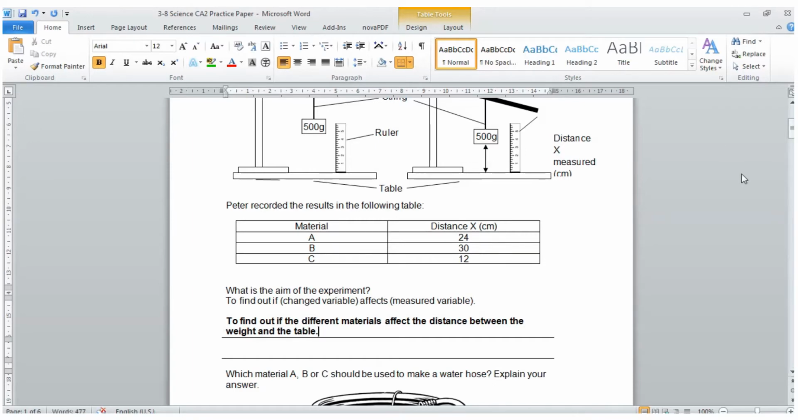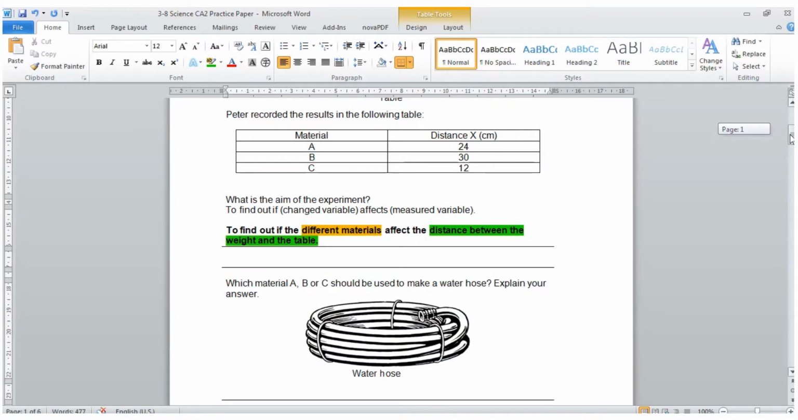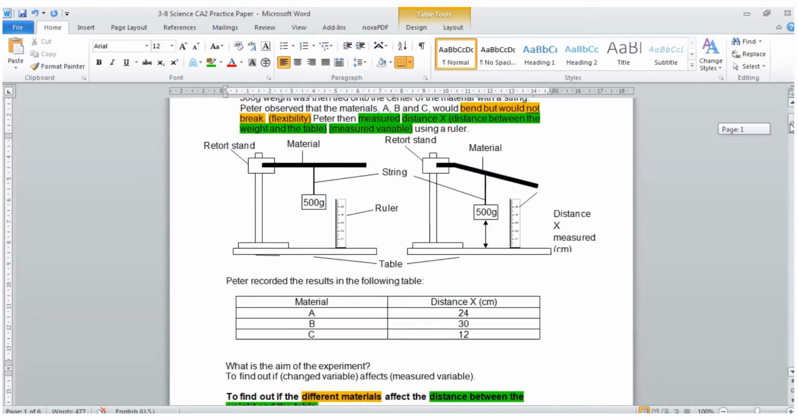So all that we did was to add the change variable here. Let me highlight in yellow. And we also added the measured variable, which is in green. Can you see that? So it is the same format. So in any case that you are supposed to find out the aim of the experiment, this is what you can do. Are we all okay? Good. Now let's take a look then at the results of the experiment.